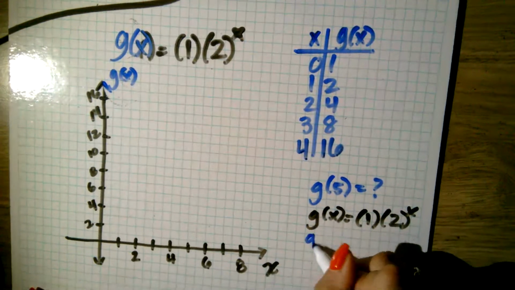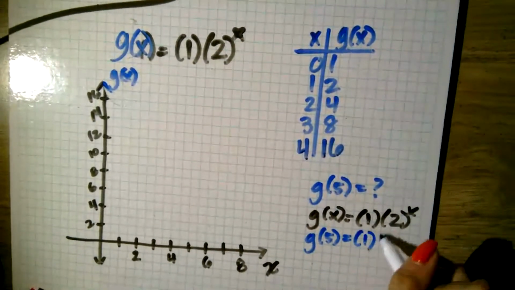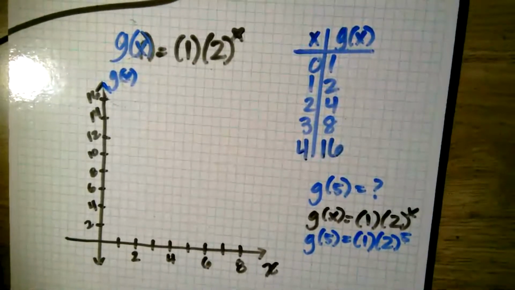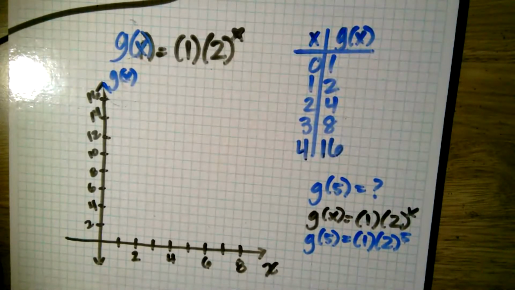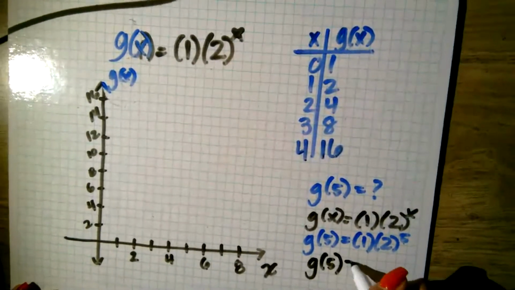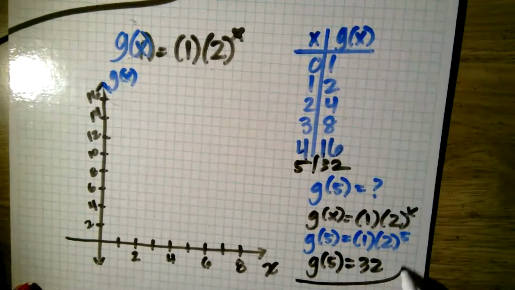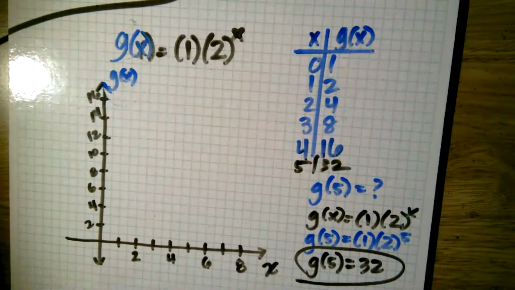So if I want to find g of 5, wherever there was an x, I'm just substituting the value. So I have 1 times 2 to the 5th. And 2 to the 5th is 2 times 2 is 4, 4 times 2 is 8, 8 times 2 is 16, and 16 times 2 is 32. So that, if I was to continue this, gives me 32. But I can also figure it out through the explicit rule. Okay? Okay, so now let's go ahead and graph it.